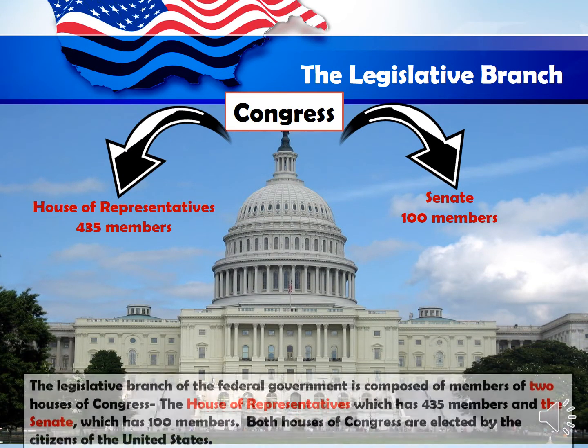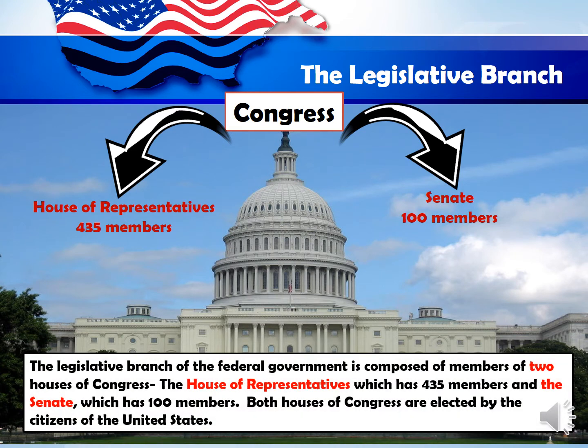The legislative branch. The legislative branch of the federal government is composed of members of two houses of Congress. The House of Representatives, which has 435 members, and the Senate, which has 100 members. Both houses of Congress are elected by the citizens of the United States. And the picture that you see is of the Capitol building, which is where both of these houses meet. The Florida senators are Rick Scott, who was formerly the governor of Florida, and Marco Rubio.